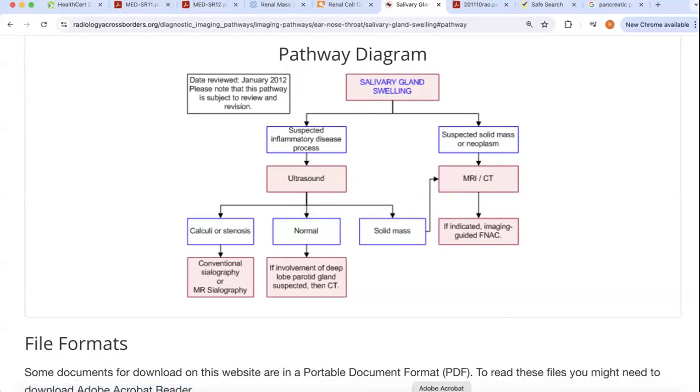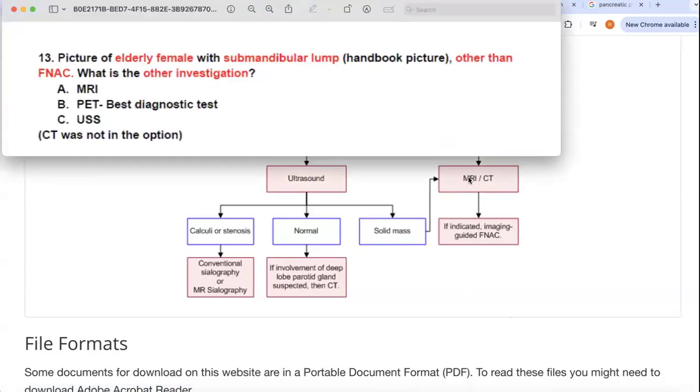Now, if we come back to your question, it's an elderly patient. We would consider there is a possibility of cancer, right? And they're talking about FNAC, so we can definitely go for an MRI in this patient if CT is not available. Okay.